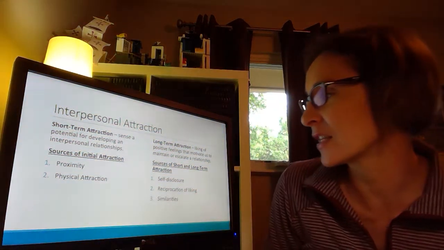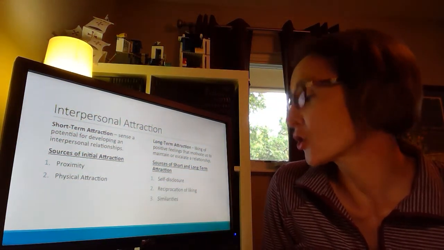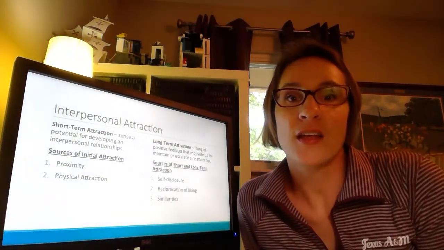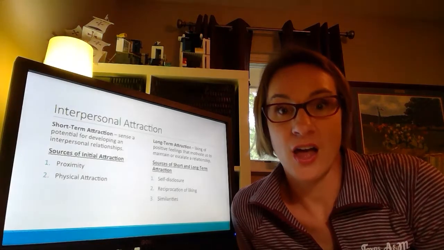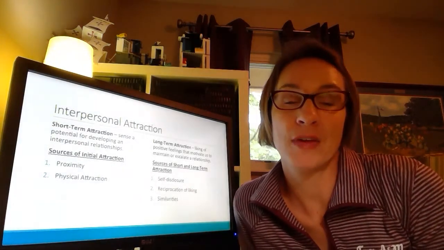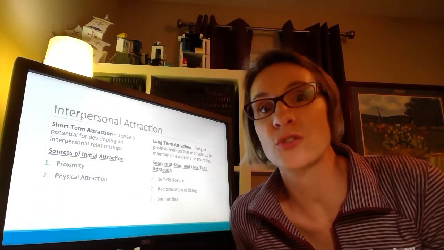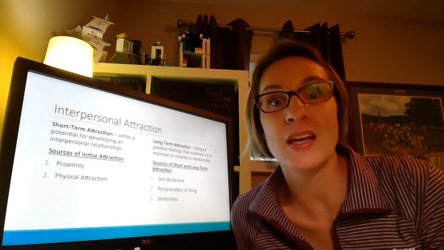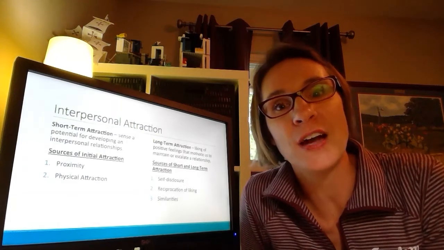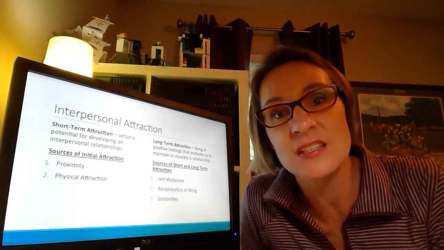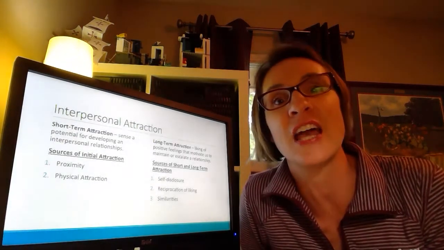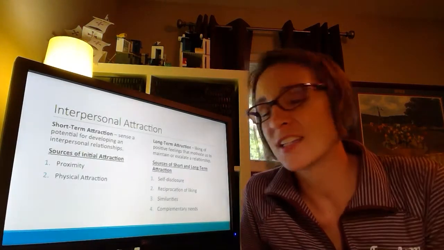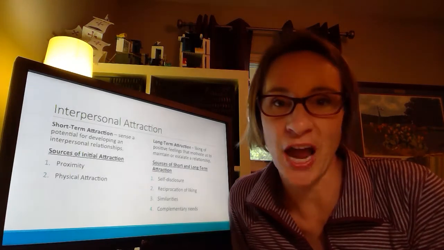Another quality of intimacy or long-term attraction is similarities. Similarities in things we like to do together. We have things in common, hobbies or interests or passions that are similar. Because of the similarities, we find connection in doing those things together, discussing them, and sharing in them. But there's also the idea that opposites attract.